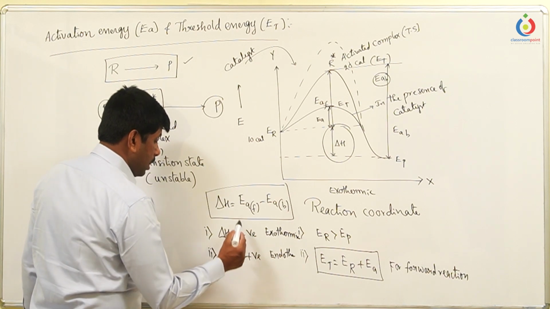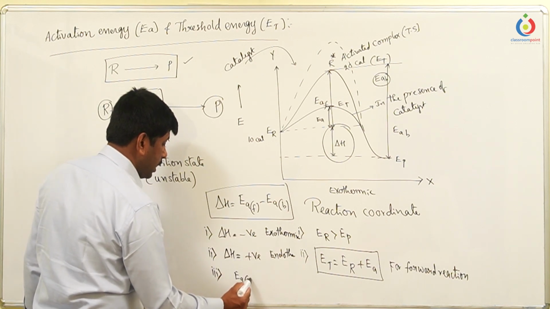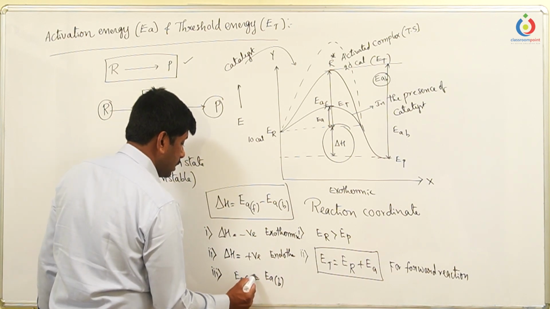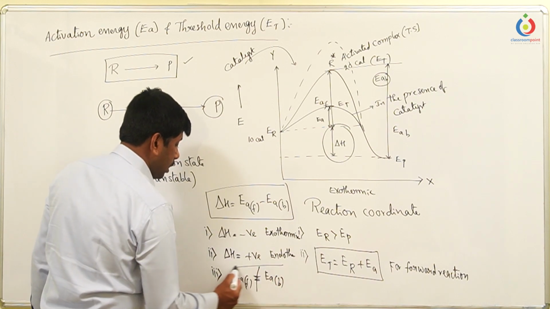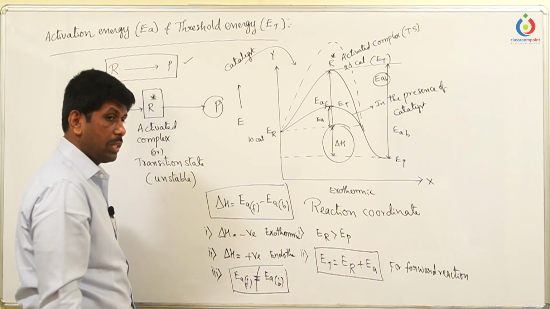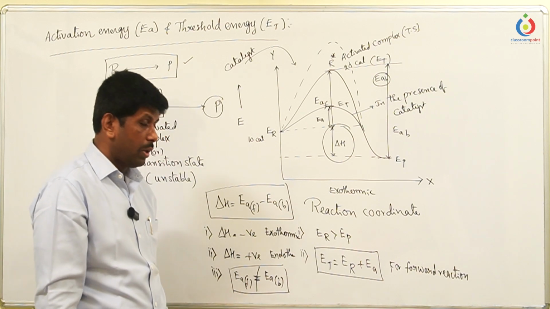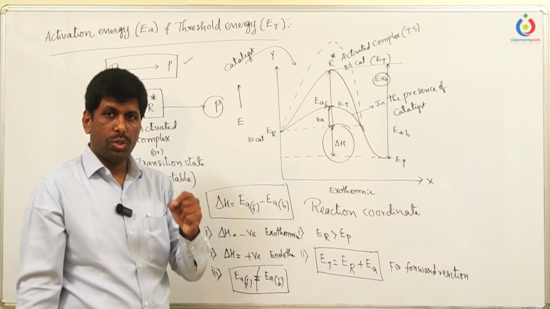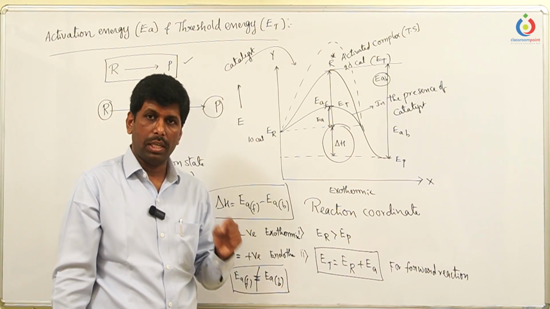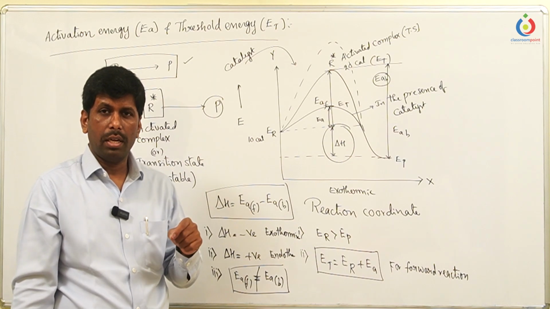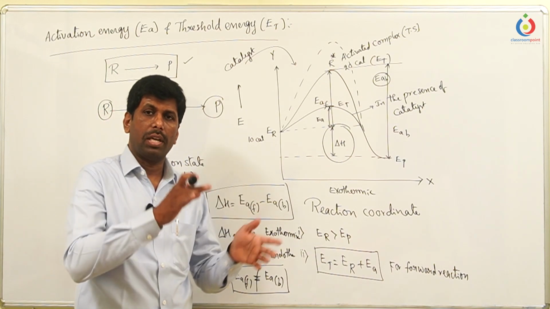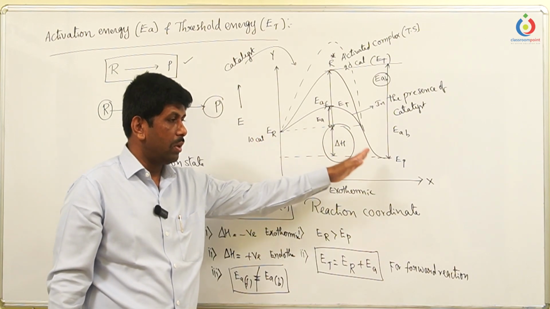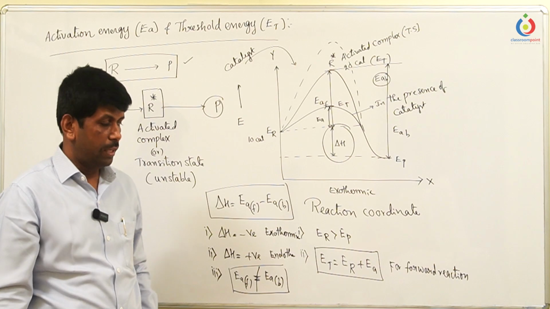And the third condition: the activation energy for the forward reaction is equal to the activation energy for the backward reaction. This is not possible. Remember that the activation energies of the forward reaction and backward reaction are never equal. That means every reaction must possess some amount of activation energy. If activation energy were not there, 100% of the reactant molecules would convert into the product, which is usually not possible. So for reactant molecules to convert into the product, some amount of energy is required.